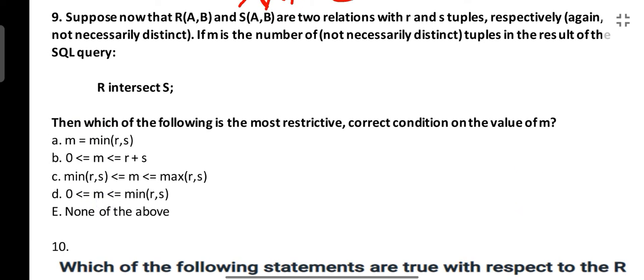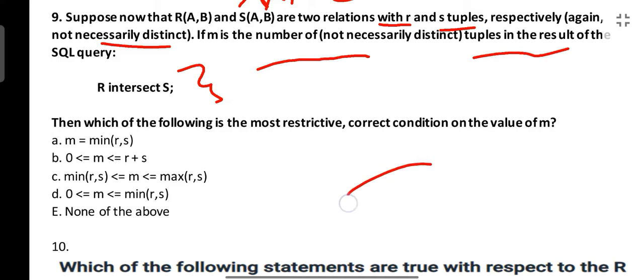Next is: suppose we have one relation R having two attributes A B, and another relation S with attributes A B, and in both the relations we have R and S number of tuples. So it is not necessary that these are distinct. If M is the number of not necessarily distinct tuples in the result of the SQL query R intersect S, which of the following is the most restrictive correct condition on the value of M?